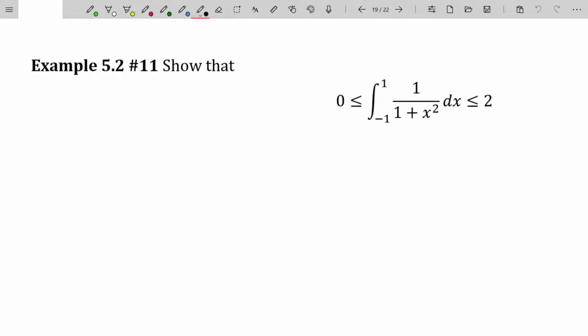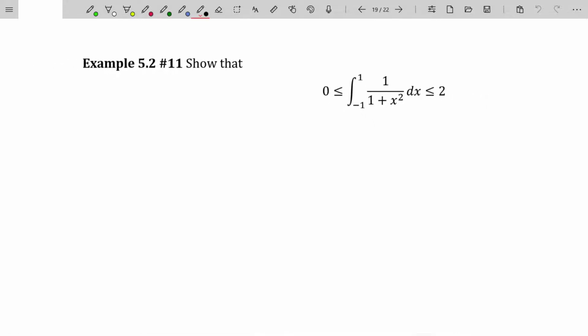This is kind of a review of something we did earlier, but let's go ahead and show this is true. So show that the integral from -1 to 1 of 1 over 1 plus x squared sits between 0 and 2. So the area underneath that curve is between 0 and 2. First of all, I would graph that curve. That curve's actually pretty easy to graph. When x is 0, the y value is 1, and then it tapers off after that. It actually looks something like this. It doesn't hit a y value of 0, but it gets close. And we're going from x equals -1 to x equals +1.